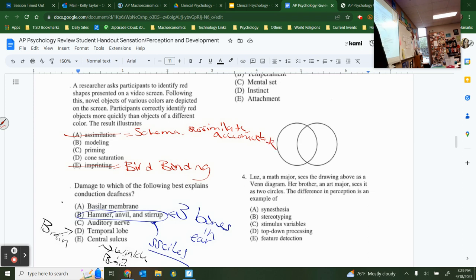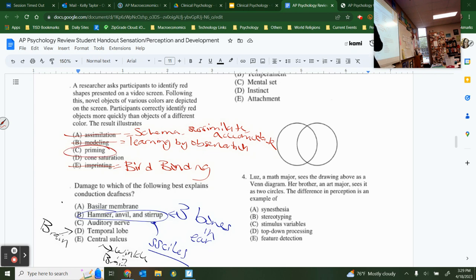Okay, what else can we get rid of? Modeling is observational learning. So this is like Albert Bandura, learning by observation. So if you were picking out blocks because you saw someone pick out blocks and that's how you learned to pick out blocks, then it would be modeling.